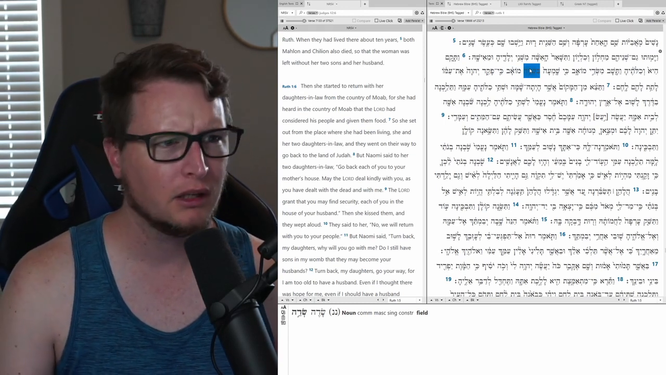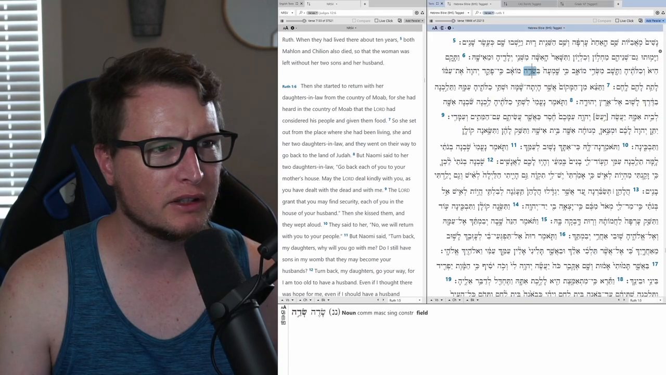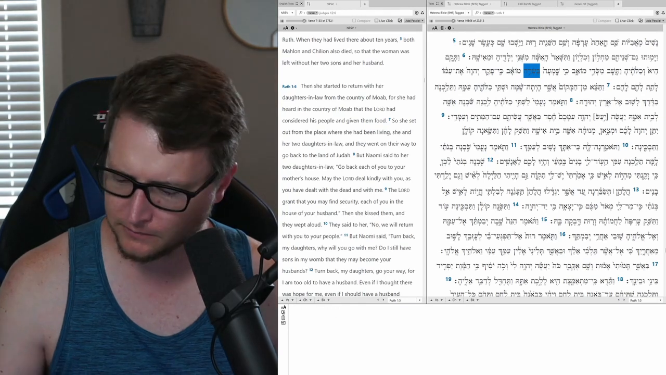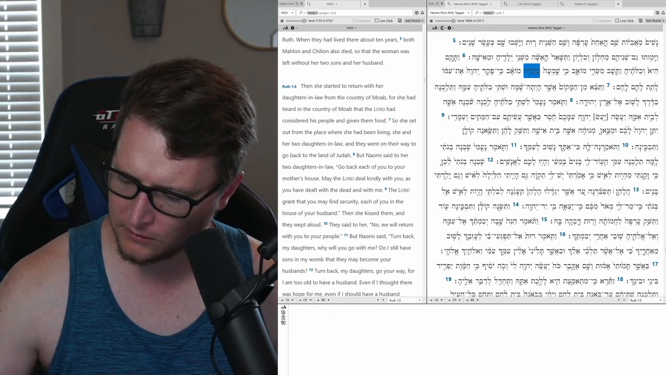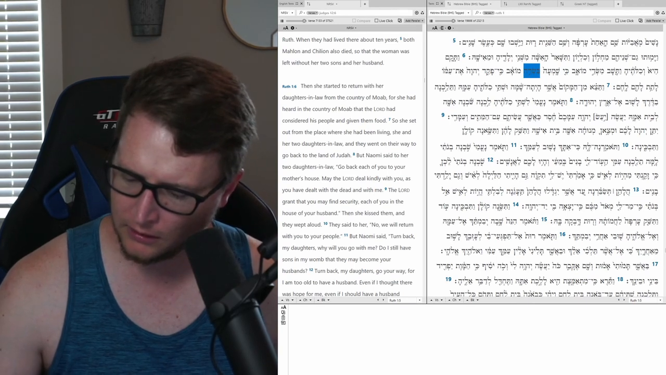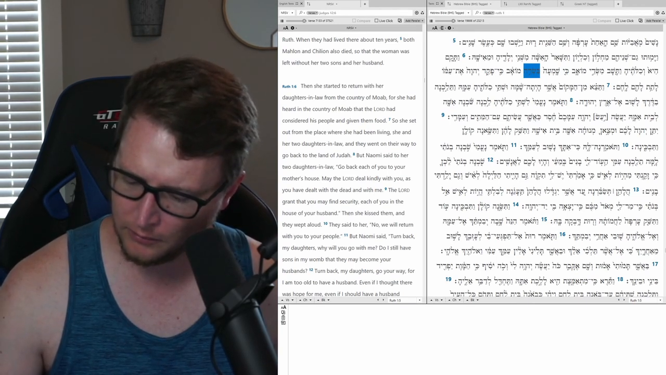The field. I wonder if that means this is a different translation. Saw they. Pasture, open fields, land. Maybe it's land in this case. Pasture, territory of a tribe or of a people. Pasturage, territory, field, arable land. I'm going to say land, to make it distinct. Land of Moab.